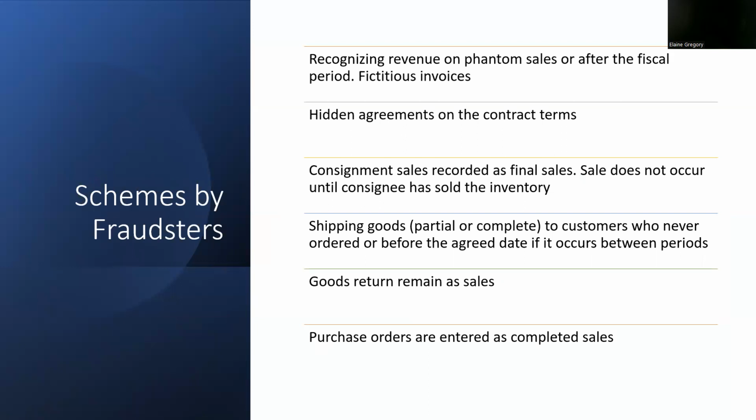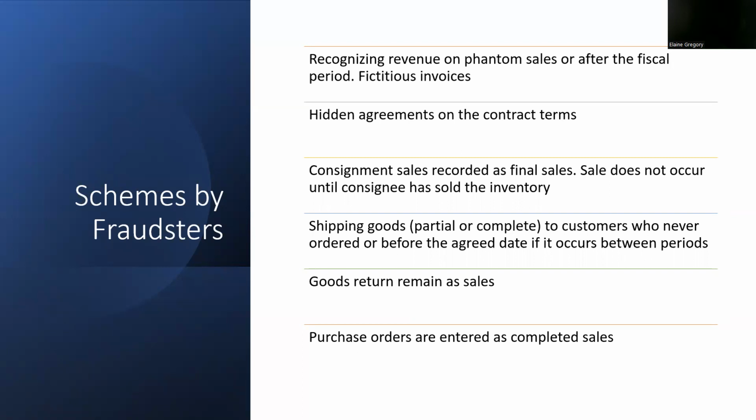And here's some of the schemes that fraudsters could use. Now, again, 2021 is just the second year, really, that the financial reports were really complying with Topic 606. So it could be that there's poor training going on, or there could be some issues either on the client side or the auditor side of not being able to appropriately audit these new standards. But some common schemes that are identified by fraudsters is recognizing revenue on phantom sales, just like ghost employees. You have phantom sales with fictitious invoices.